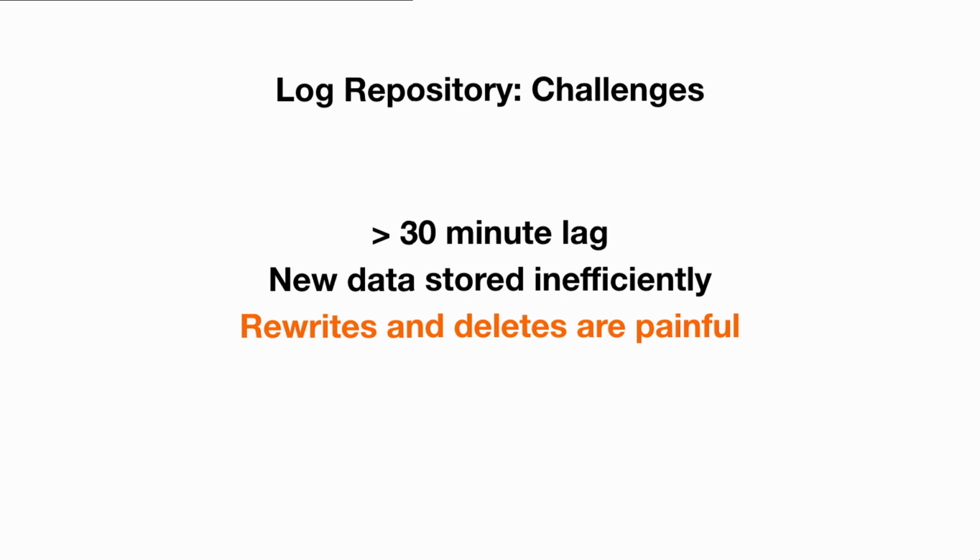And then one other really, really big problem is that rewrites and deletes are very painful. Because we have these giant immutable files, if we want to remove even one log entry from a file, this means we have to take that 100 gigabyte file, remove 10 bytes, and then write a new one and replace it. So we have a very, very high write amplification, and doing rewrites of our log repository consumes a ton of resources. So these are some pretty big problems. So how do we fix them?